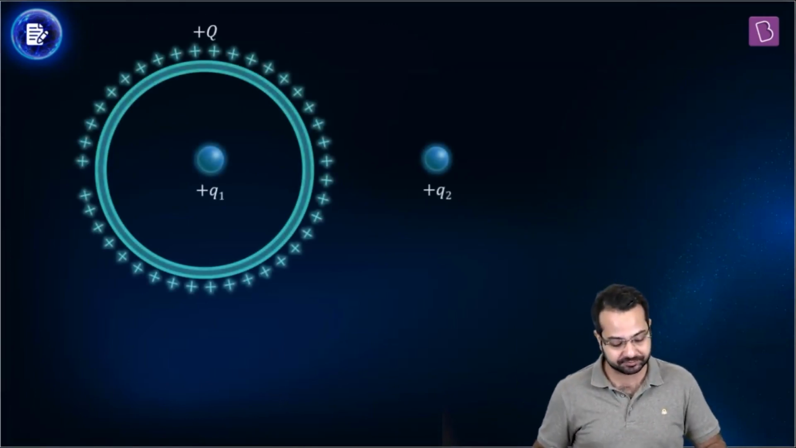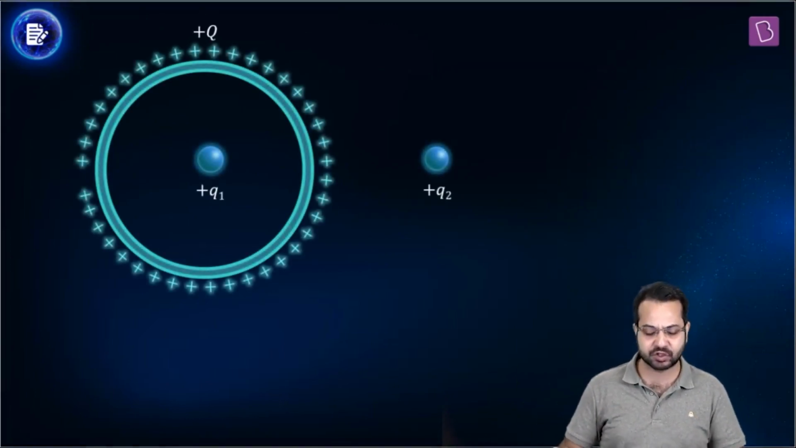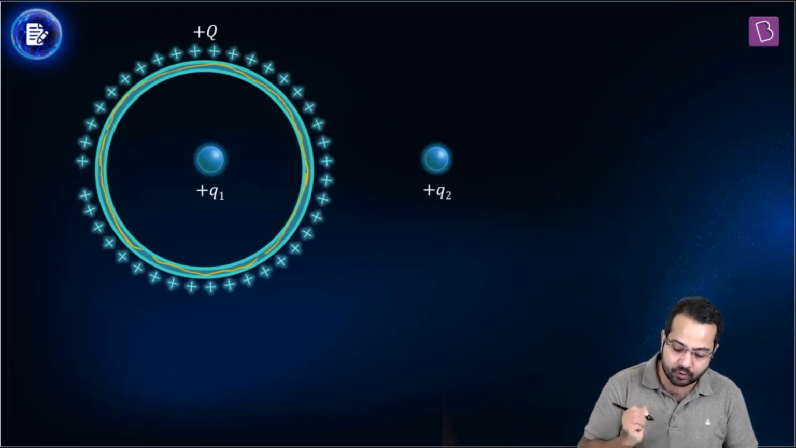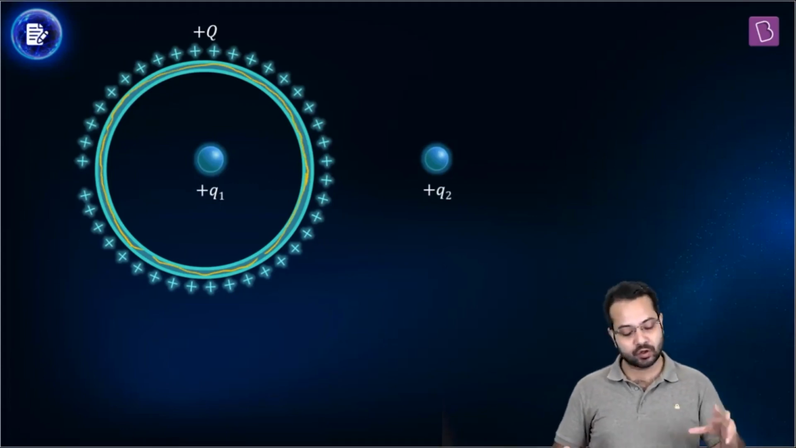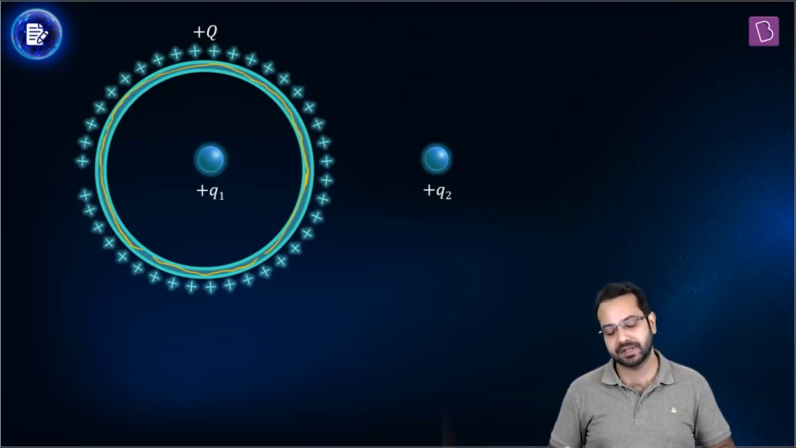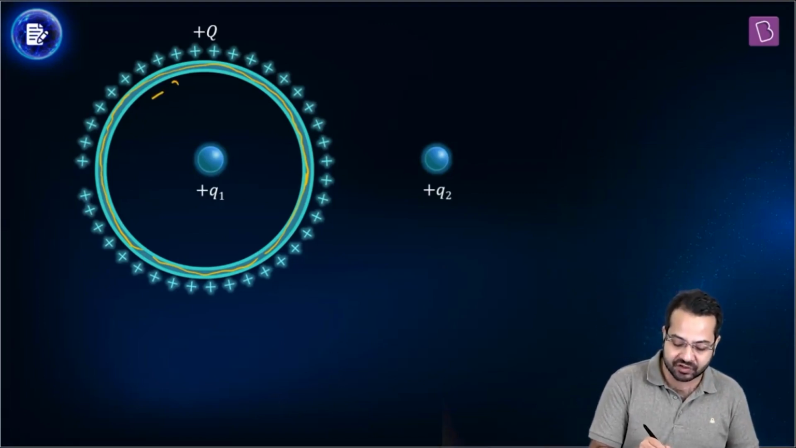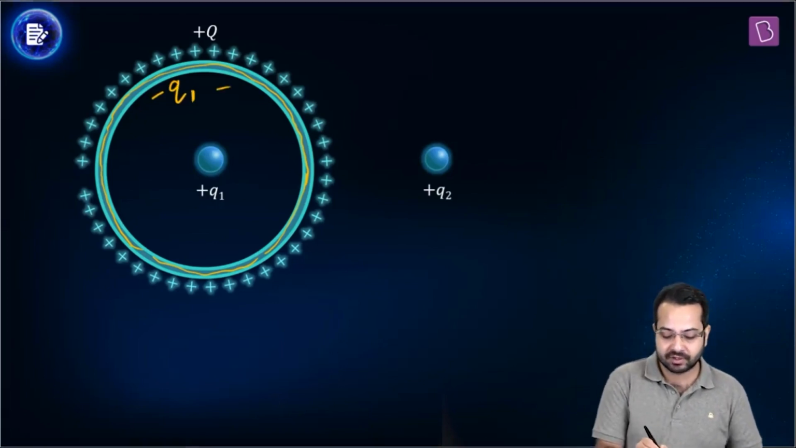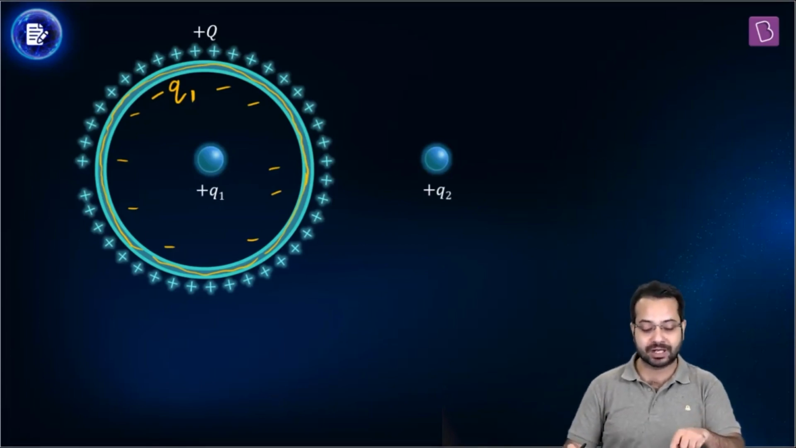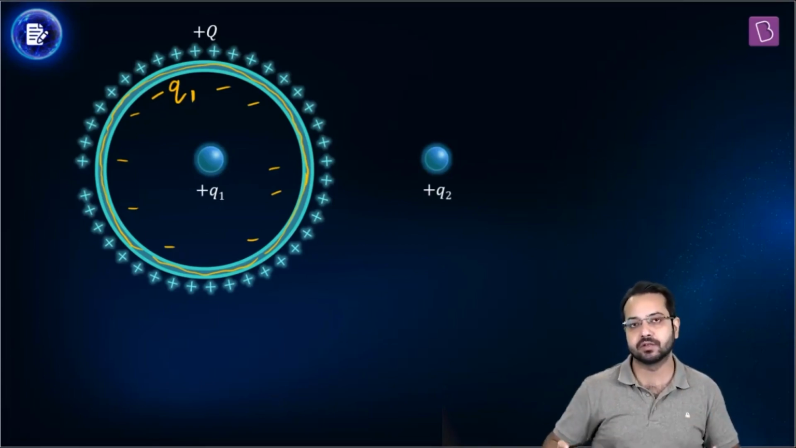Now let's try to solve this question. So we have a charge plus q1 here. Now if we take a Gaussian surface through the meat of the conductor, then we know inside the conductor the electric field is 0, so electric flux is going to be 0, so the net charge inside is also going to be 0. So we'll have charge minus q1 distributed on the inner surface. So that plus q1 and minus q1 give us 0 charge.